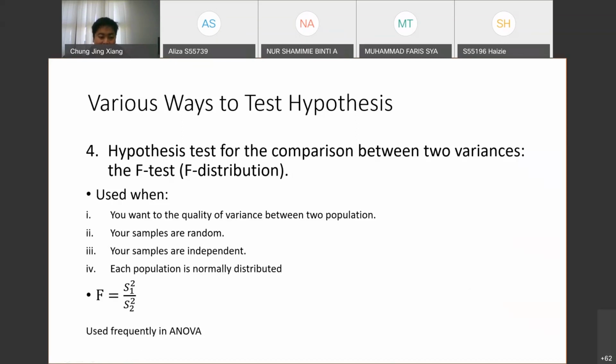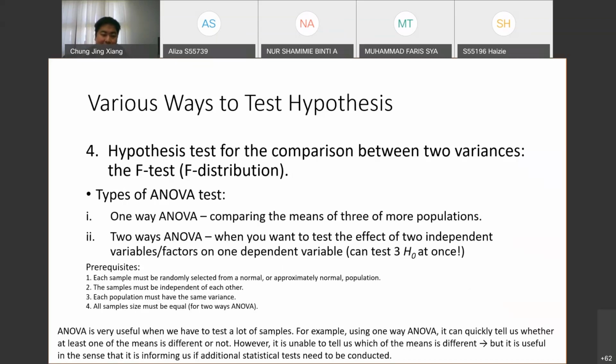The F test is frequently used in ANOVA. I will introduce a little bit about ANOVA, because it is frequently used in biological and other fields, not that much in my field. ANOVA has two types: one-way ANOVA and two-way ANOVA. Most likely you will use one-way ANOVA, which can be used to compare the means of three or more populations. With two-way ANOVA, you can test up to 3 H0 in one go.